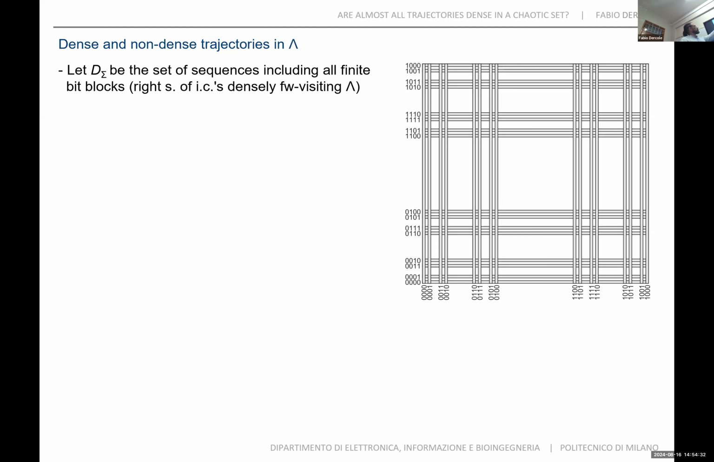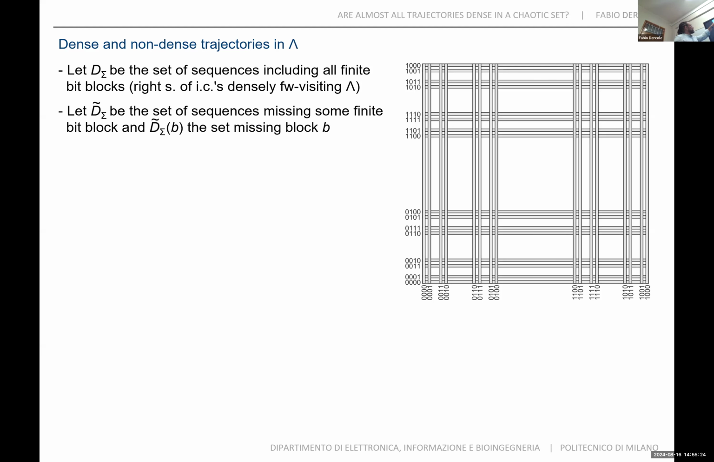So D is the set of infinite sequences that includes all finite bit blocks. It's a sequence in which you like a certain finite bit block, sooner or later, you find. You like another, sooner or later, you find. Like the one we did. So these are the right sequences of initial conditions of the Smale-Schumann density visiting lambda. Those are the sequences that if you place those sequences to the right of the separator, then this is an initial condition density visiting lambda.